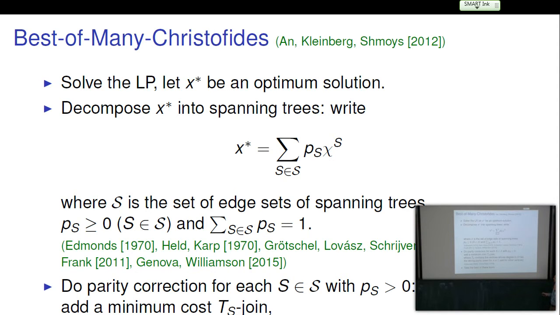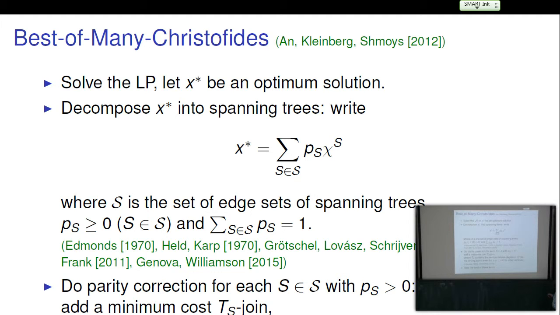Andras Frank didn't know this, maybe, but in this Genova of Williamson paper, they describe how to do it by splitting off, essentially using results from your book, which, by the way, you can find in the coffee room, but not take it away.